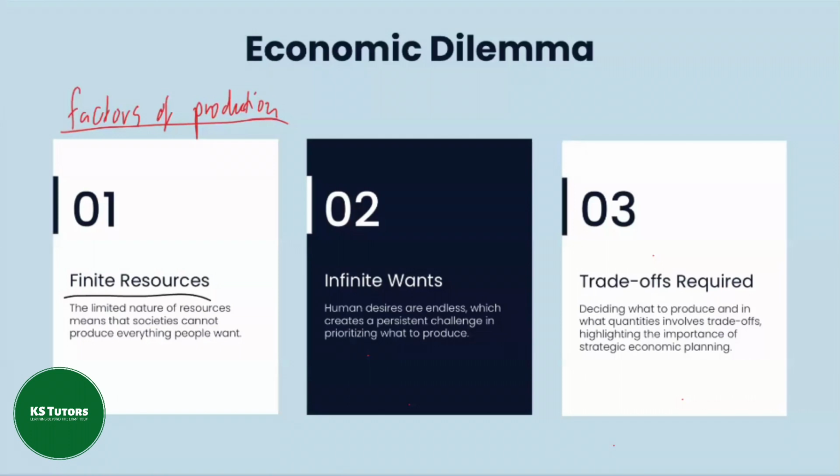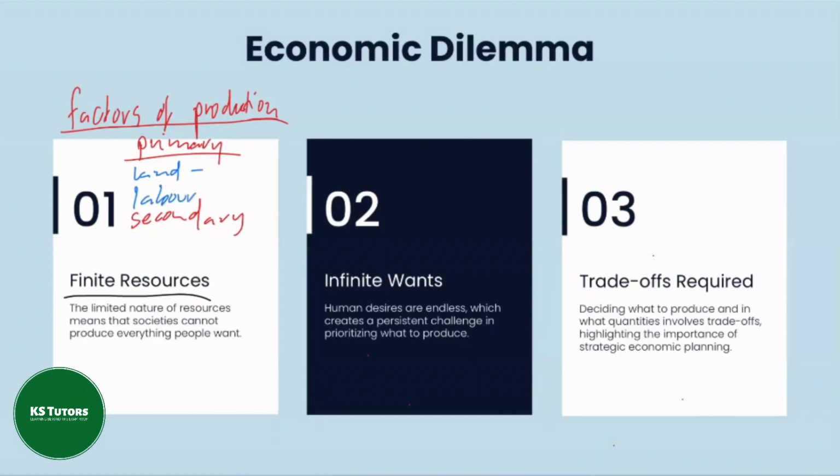They are divided into two. There is primary factors, and secondary. What do we have under primary factors of production? Natural resources and labor.